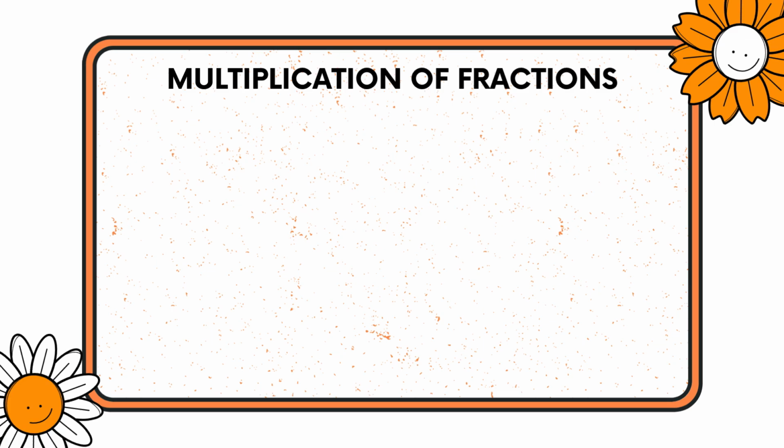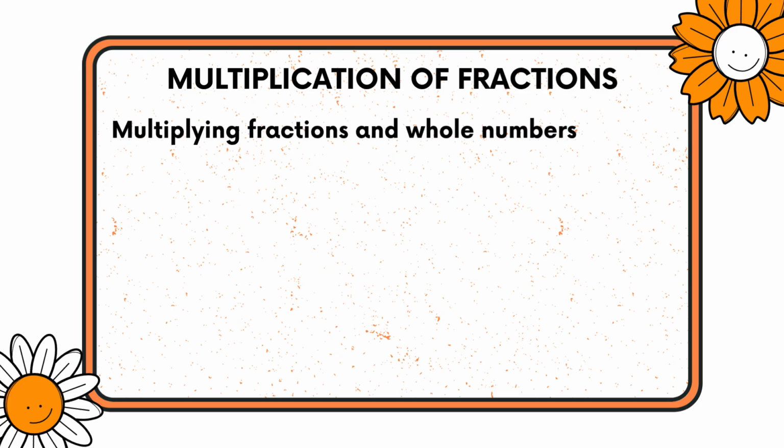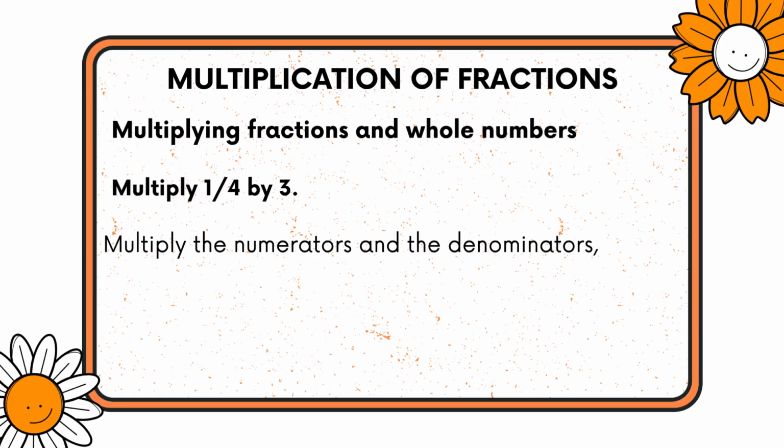Multiplication of fractions. Multiplying fractions and whole numbers. Let's look at an example. Multiply 1 by 4 and 3. Here, simply multiply the numerators and the denominators. Hence, 1 by 4 multiplied by 3 by 1, as 3 can be written as 3 by 1. So the answer becomes 3 by 4.